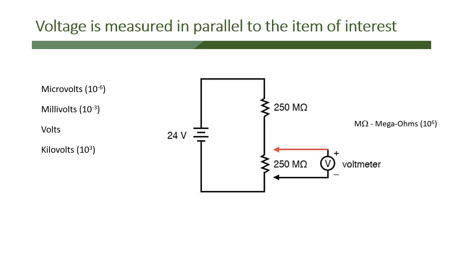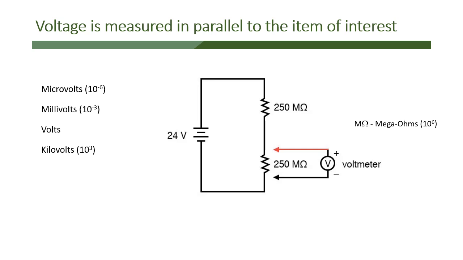And because it's M for mega, we know that that means 10 to the 6th power. So that's 250 times 10 to the 6th power. 250 mega ohms is 250 million ohms. And the one below it, the other resistor, is the same amount.